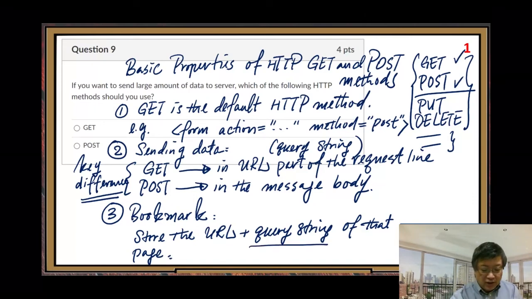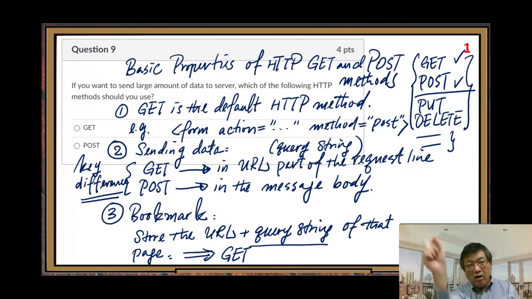You bookmark it, so that means you can only use the GET method for the bookmark feature. The GET method supports the bookmark feature. The POST method does not. With the POST method, the data is not stored in the URL part, so you cannot bookmark it. You have no way to bookmark it. So that's property number 3, related to bookmarks.